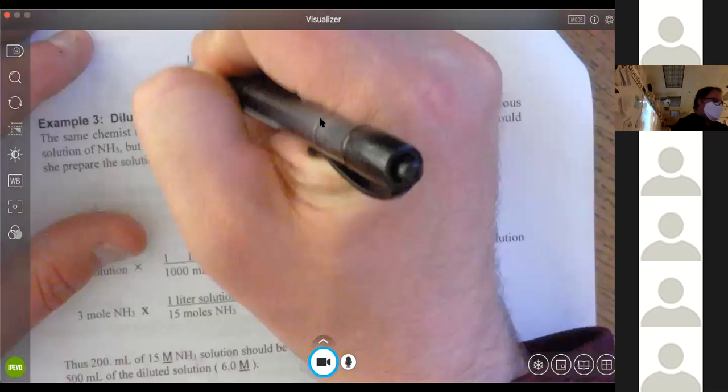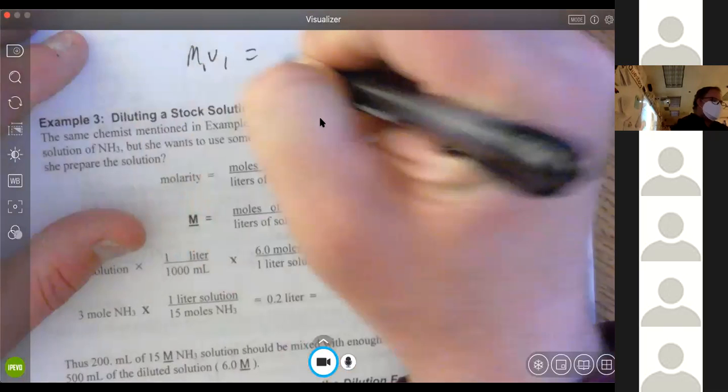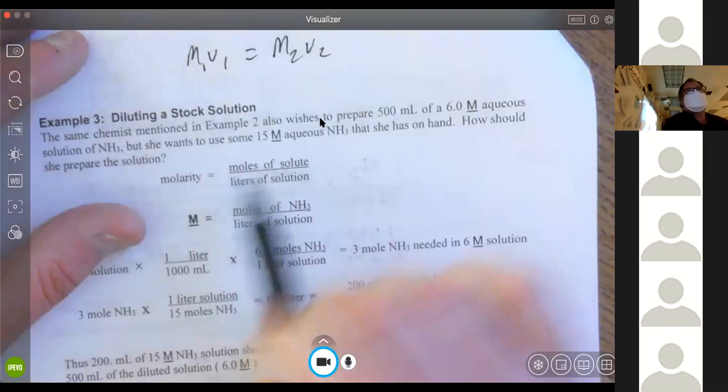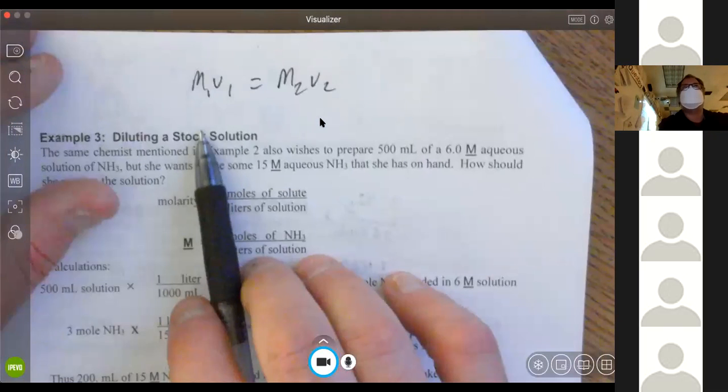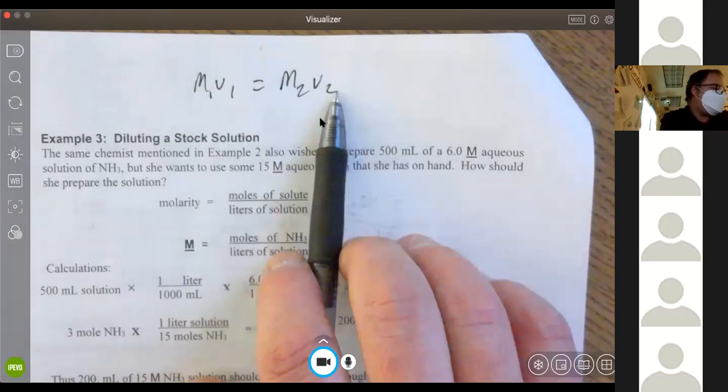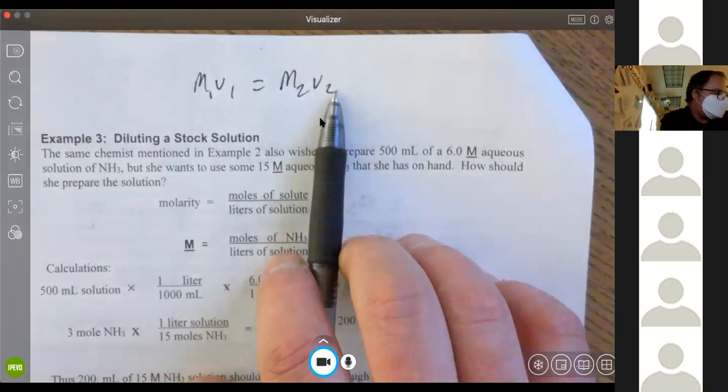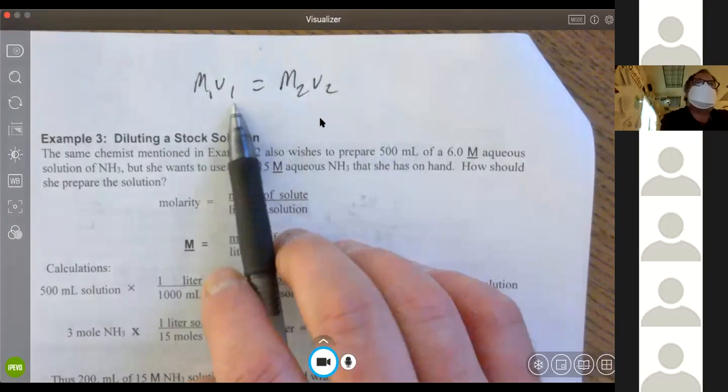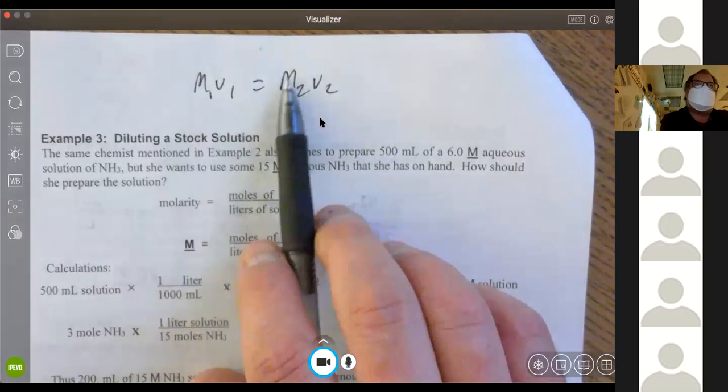What I like to do is usually put M1V1 equals M2V2. This looks more like our old pressure formula, P1V1 equals P2V2, that did pressure and volume. This does molarity and volume. Again, this is the stock and this is the final.